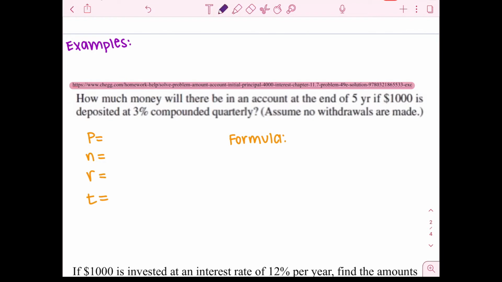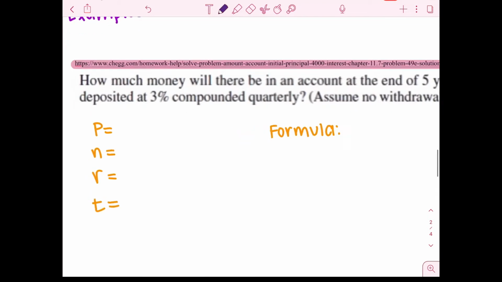Anyways, how much money will there be in an account at the end of 5 years if $1,000 is deposited at 3% compounded quarterly? Okay, so that was a lot of words. We are first going to define our variables.